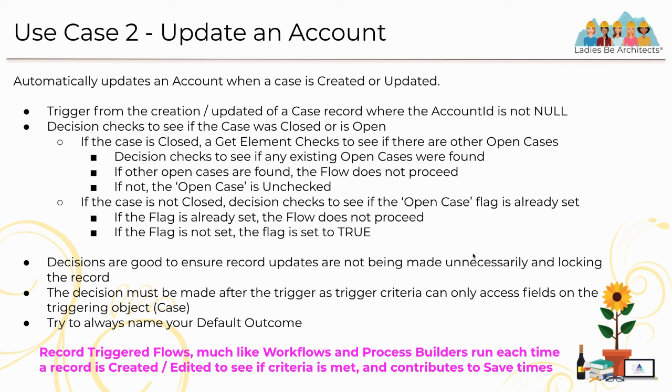And it's always important to note that record-triggered flows, much like workflows and process builders, run each time a record is created or edited to see if that criteria is met, and this does contribute to save times. So if you're making your decisions and not setting a limiting criteria at the first section, it will run every time it's saved to see if it needs to make an update throughout. So the more you can limit it for the record-triggered part, the better, just to make sure it's not going through evaluating and contributing to your save times.